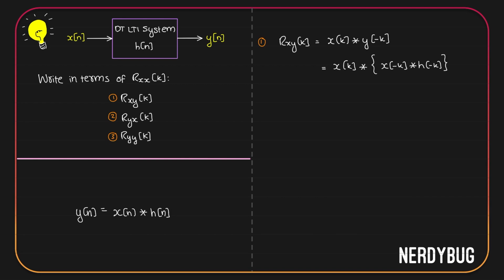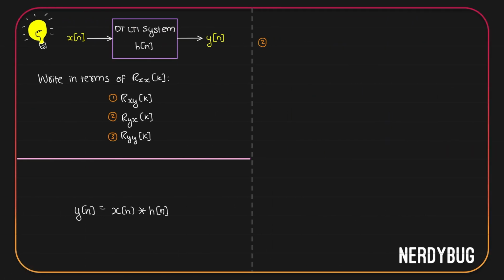But in the properties of LTI systems, we have learned that the order of convolution doesn't really matter. So this can be written as convolution of x of k and x of minus k convolved with h of minus k. But convolution of x of k and x of minus k will be autocorrelation of x of n. So we can write rxx of k and h of minus k. Let us move on to the next part.